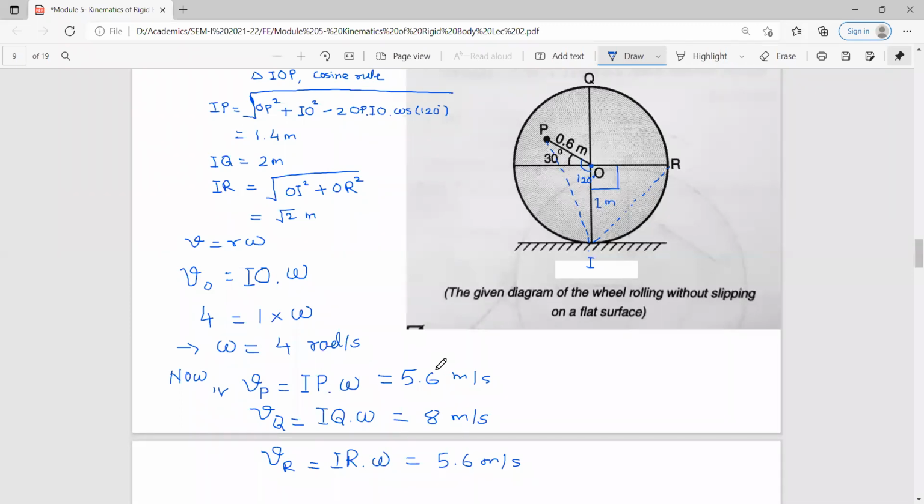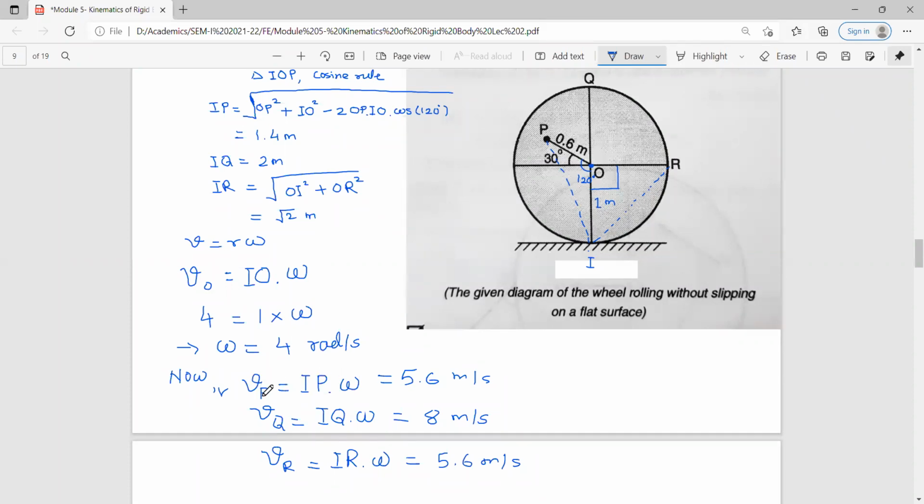Okay, so as far as magnitudes are concerned, you found out the magnitude. Now, how to know the direction of velocity of point P? So remember that direction of velocity is perpendicular to radius when you are considering the circular motion. Direction of velocity is perpendicular to radius.